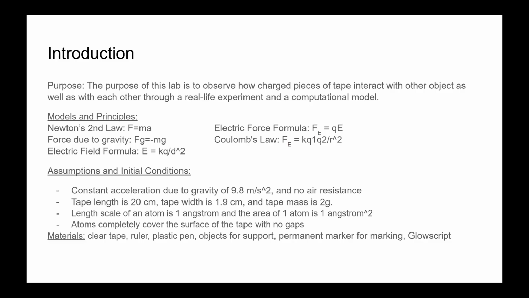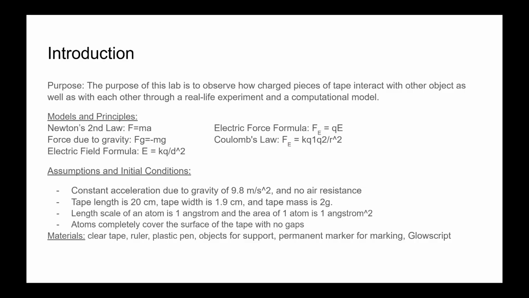The models and principles involved are Newton's second law, the force due to gravity, electric field formula, electric force formula, and Coulomb's law. Assumptions and initial conditions include constant acceleration due to gravity of 9.8 meters per second squared with no air resistance, the tape length being 20 centimeters, the tape width being 1.9 centimeters, and the tape mass being 2 grams, the length scale of an atom being 1 angstrom and the area of an atom being 1 angstrom squared, and atoms completely covering the surface of the tape with no gaps.